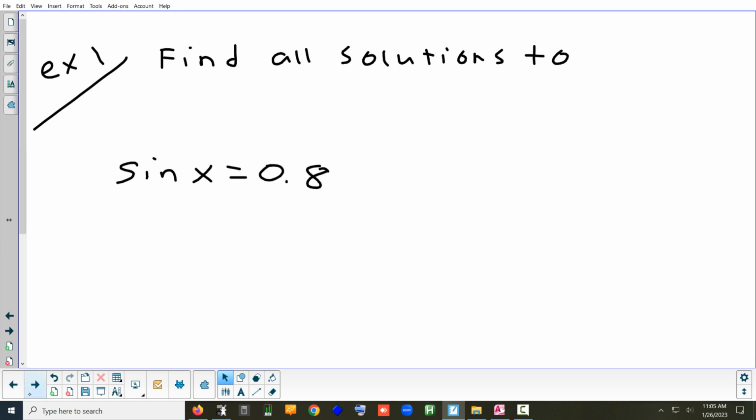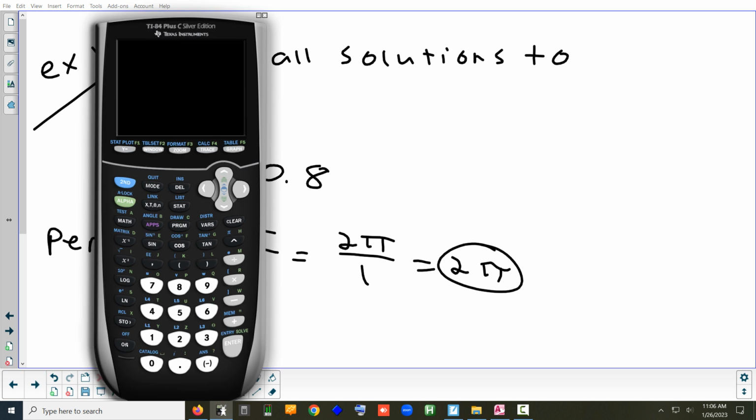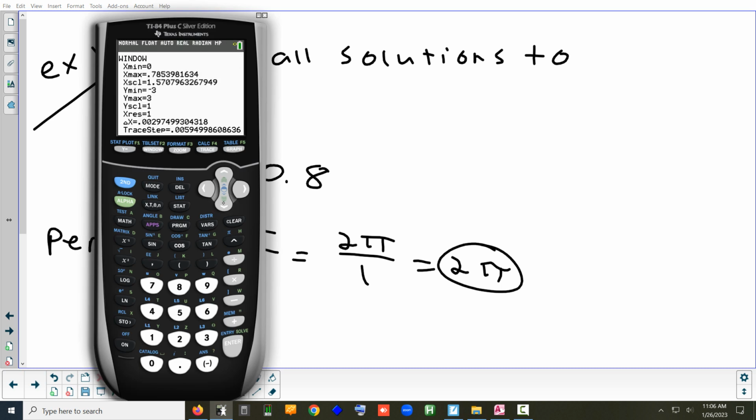So let's try this one. Sine of x equals 0.8. And the first thing you need to write down is the period. What's the formula for the period of the sine function? 2 pi over b. And what's b in this case? 1, because there's a 1 in front of the x. So that 2 pi tells me what to set my window to. I want to set a window from 0 to 2 pi. So if you want to get that first, you can set that up.